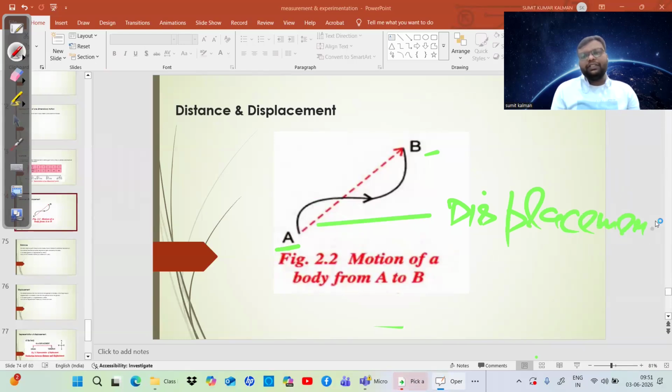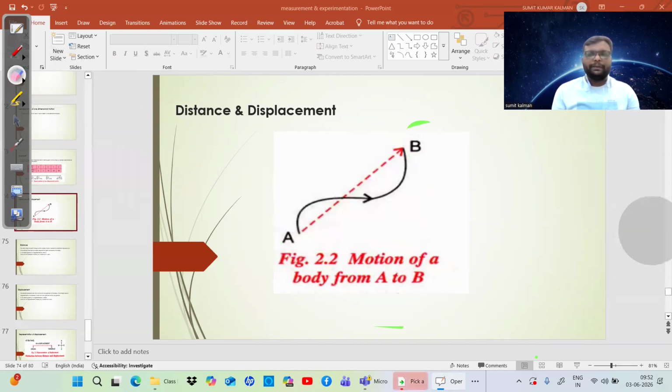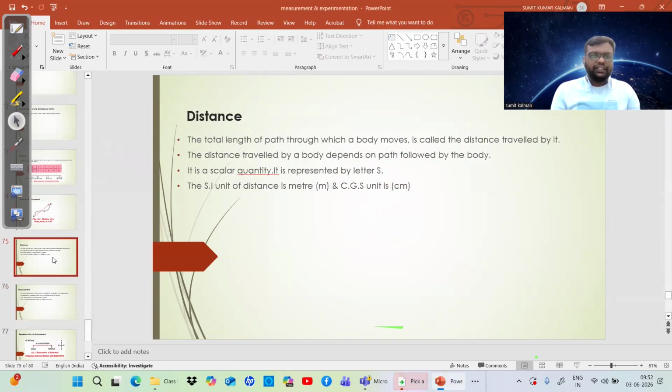Listen, why displacement? Because it is the shortest path to reach from A to B. In other words, we define displacement as the shorter distance traveled between the initial point, that is A, and the final point, that is B. So this was all about distance and displacement.